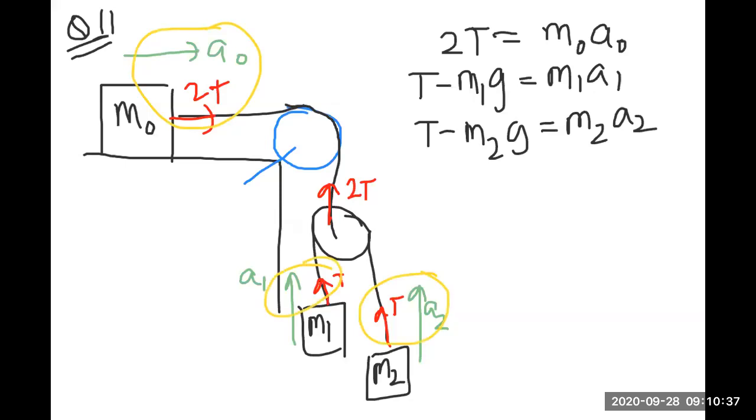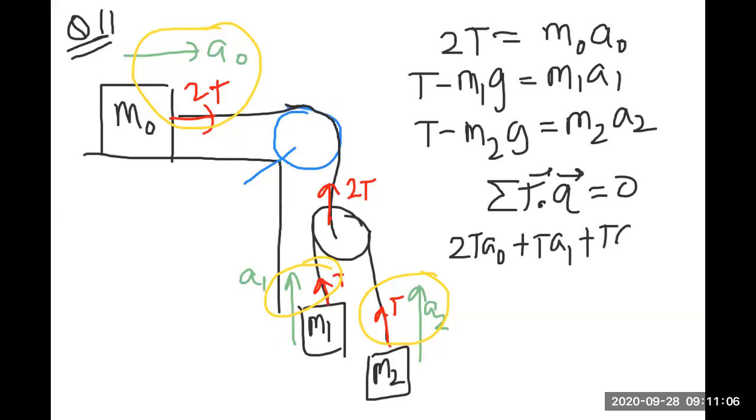Where is the confusion? Why can't you find the constraint equation? मैंने आपको बताया ना क्या होता है constraint equation. Summation of the dot product of tension and acceleration is equal to 0. So 2Ta naught plus Ta1 plus Ta2 is equal to 0.